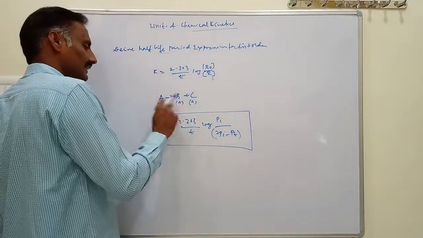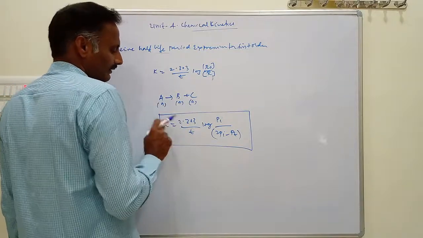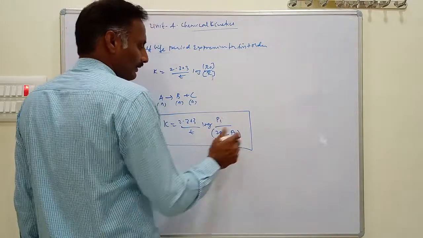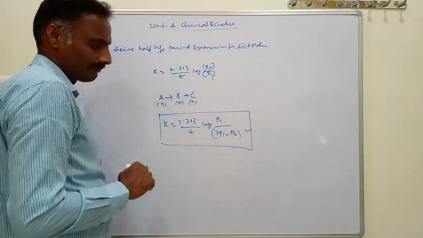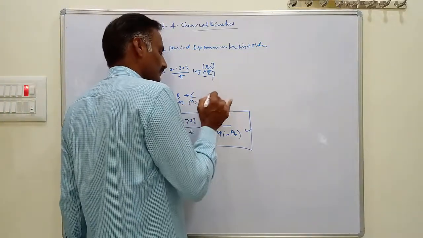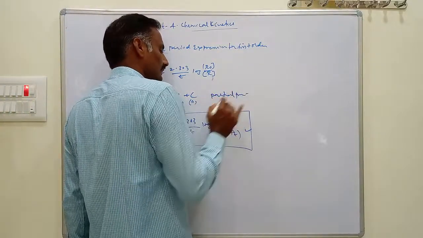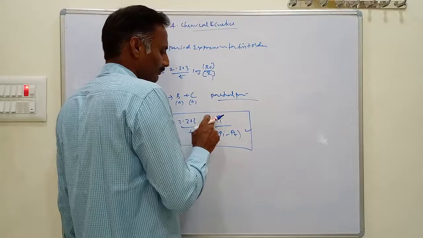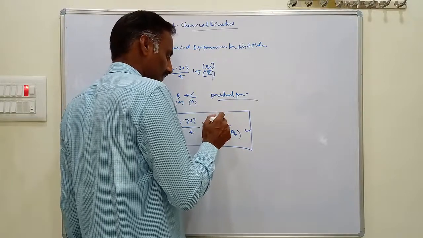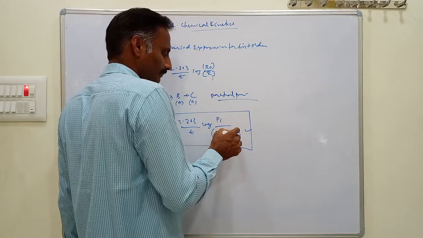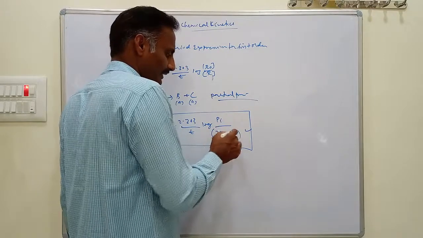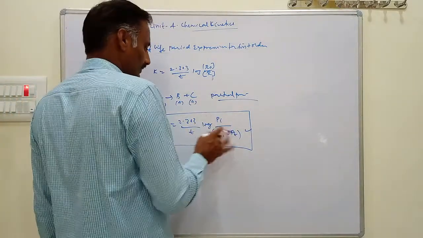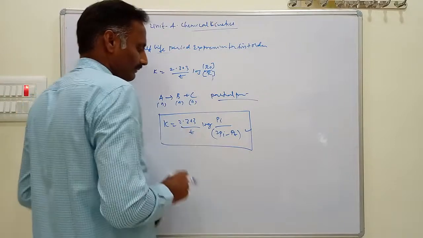If the reactants and products are in the gas phase, we use this expression: k equal to 2.303 by t log Pi divided by 2Pi minus Pt. This is for gaseous reactions, where concentration is expressed as partial pressures. Pi is the initial partial pressure and Pt is the total partial pressure. By knowing Pi and Pt, we calculate the rate constant and also the time required.